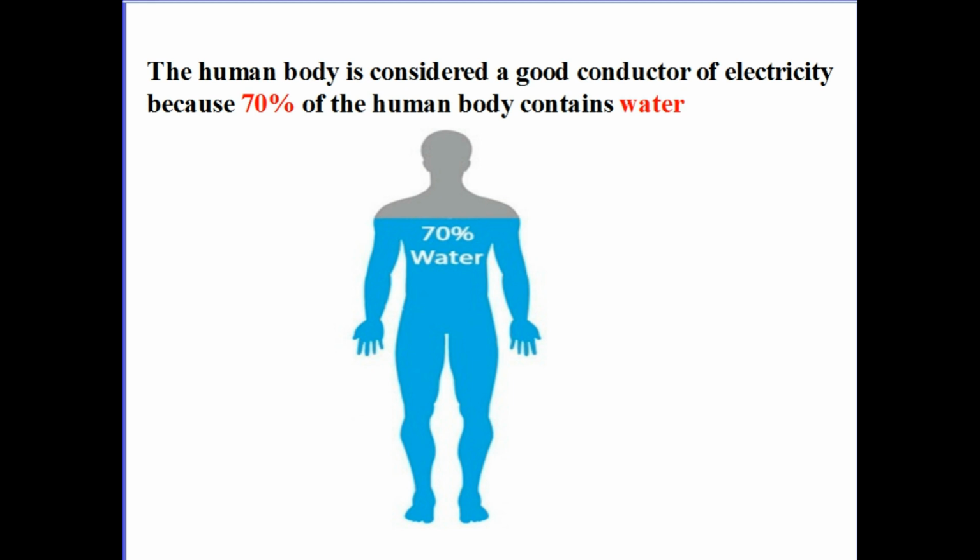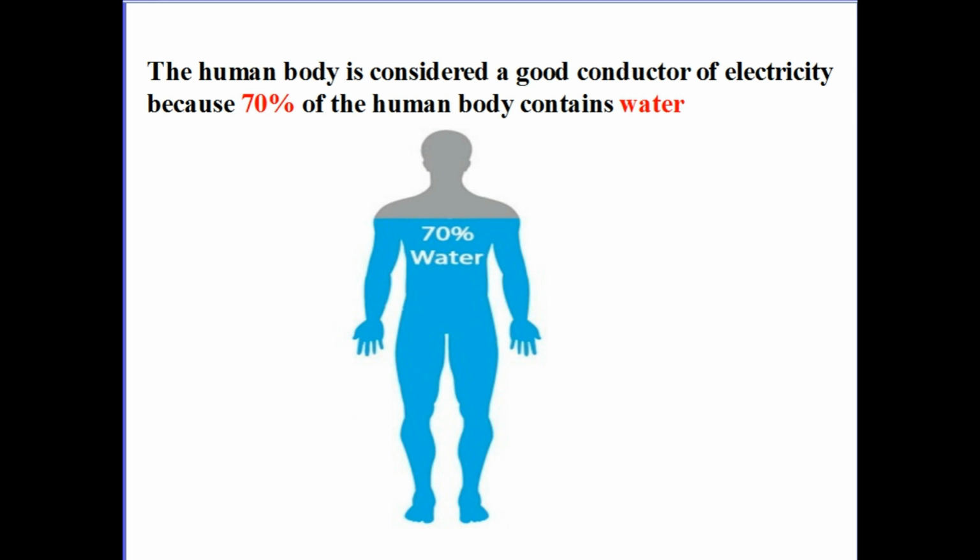And because the human body contains almost 70% water, the human body is considered to be a good conductor of electricity. Our body is mainly made of water because this water is important for our vital activities inside the cells, and it also helps in the blood formation.